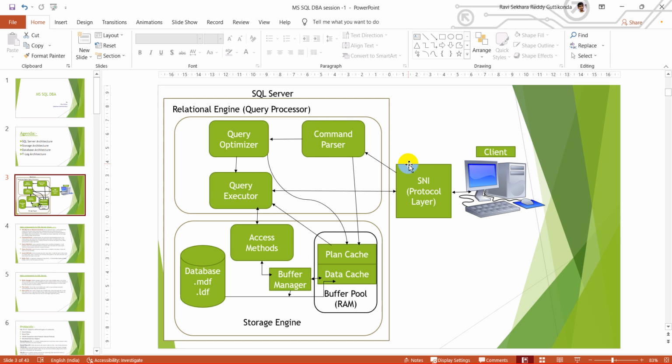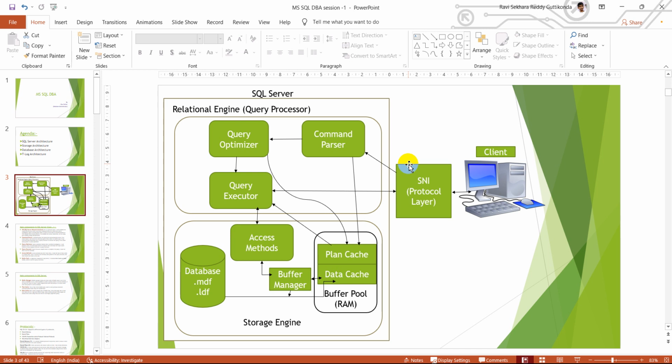SQL Server follows client and server architecture. For example, what is a client and what is a server? The client is where we are accessing the application from, so we call it the client machine. Whenever we send a request, it will be processed by the server. So SQL Server follows client and server architecture.